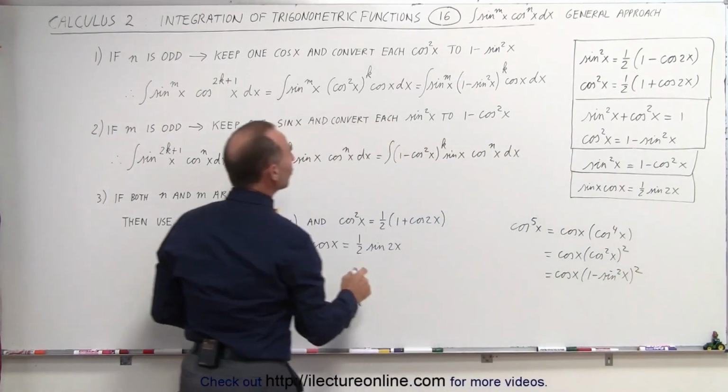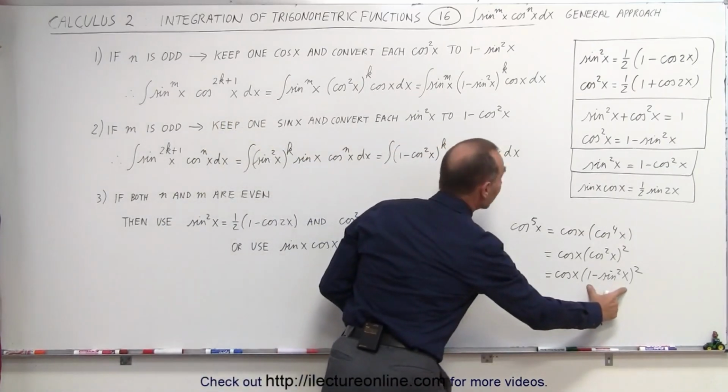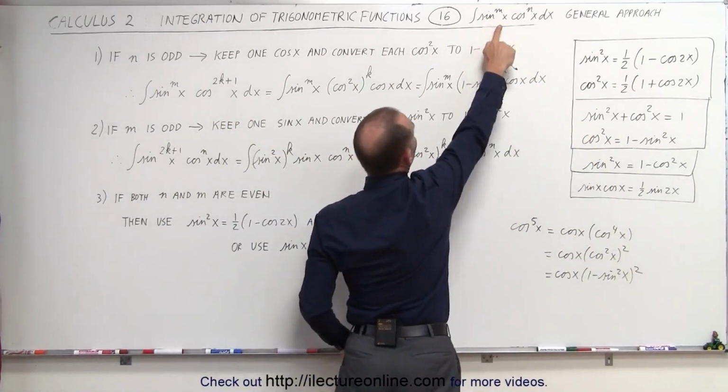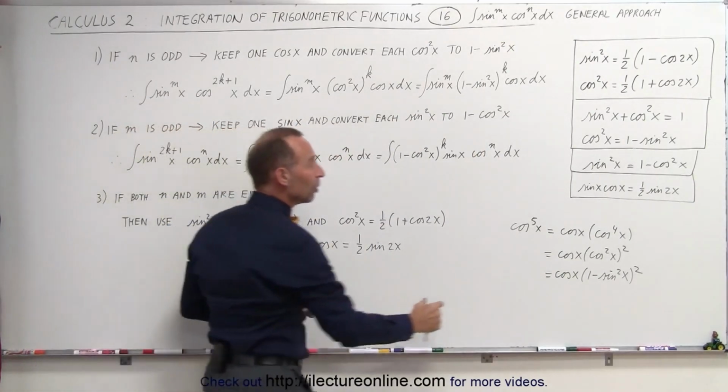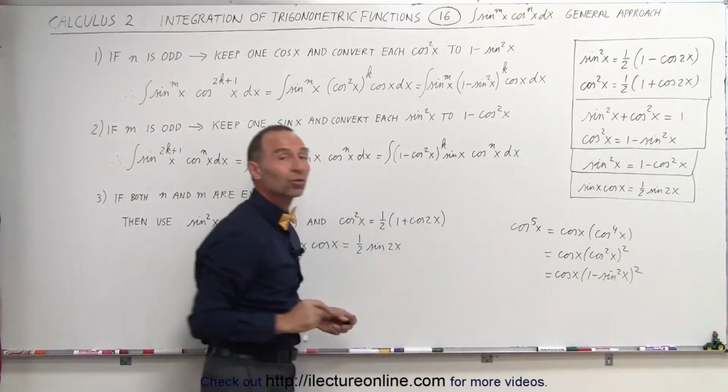And then if you do that, you multiply whatever comes out of here times the sine to the m power of x, and then you have all sines of x to various powers multiplied times the cosine of x, and that becomes your differential.